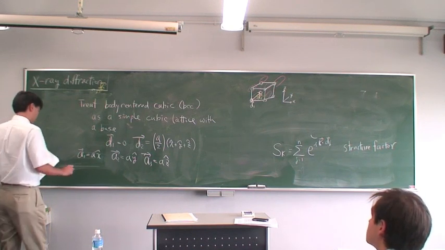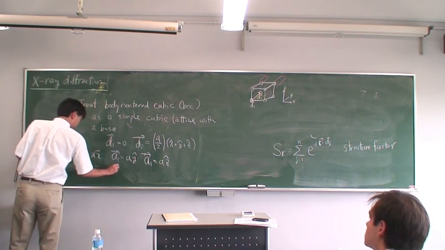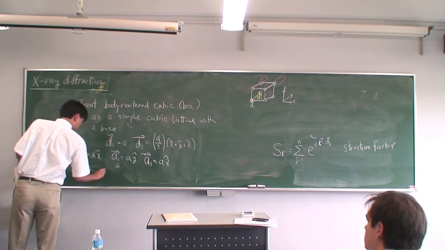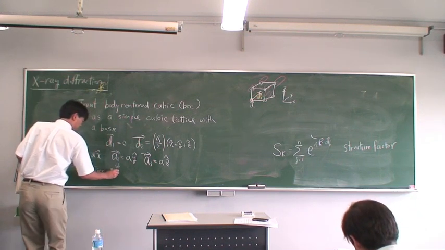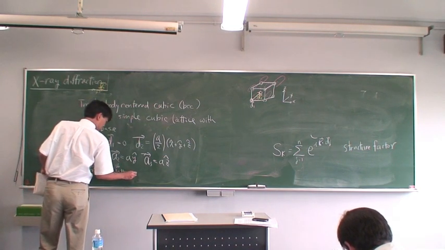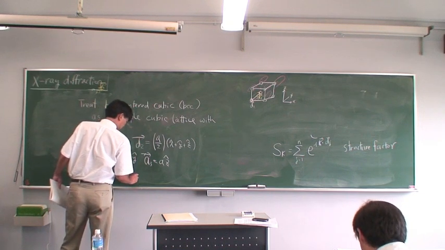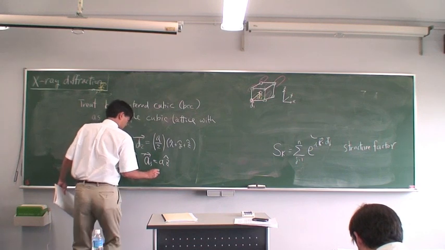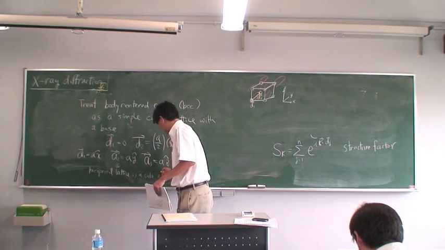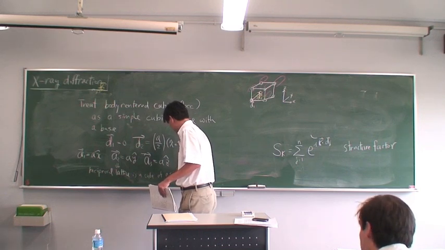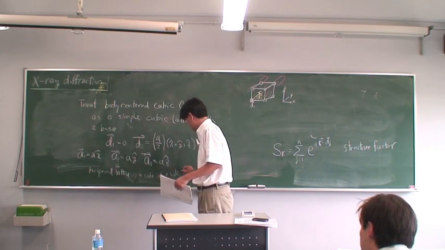And of course, the reciprocal lattice is a cube of side 2 pi over a.